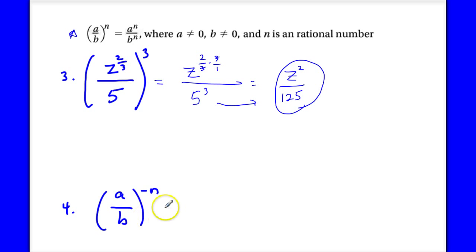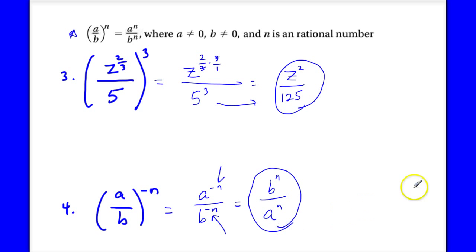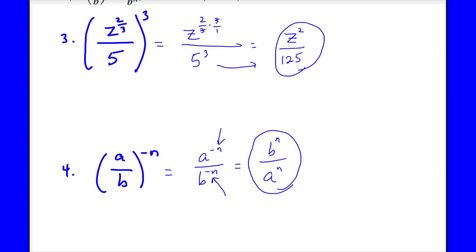Number 4, same type of question, but we have all variables here. The base is a over b to the power of negative n. So basically you have a to the negative n over b to the negative n. But you should be realizing that you can't leave that negative exponent. So that a is going to have to go to the bottom, but we also have a negative exponent there. So that one has to reciprocal and go to the top. So the final answer is b to the positive n over a to the positive n. Right there. And that takes care of that one.